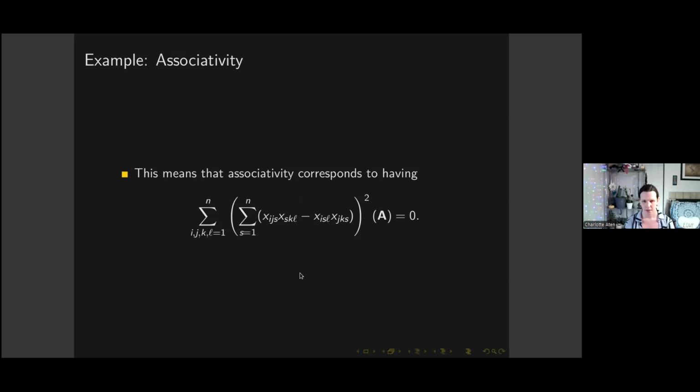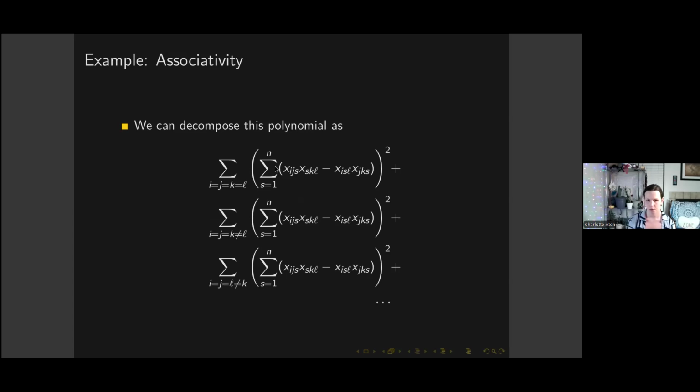And so I'm interested then in this polynomial. If you decompose it by looking at the different cases where, say, I, J, K, and L are all the same, or maybe I, J, and K are the same, but they're distinct from L. If you look at all these different cases, you'll see that the sum breaks down into these cases. And if I just pick off the first one, I'm going to look at that in a little more detail.